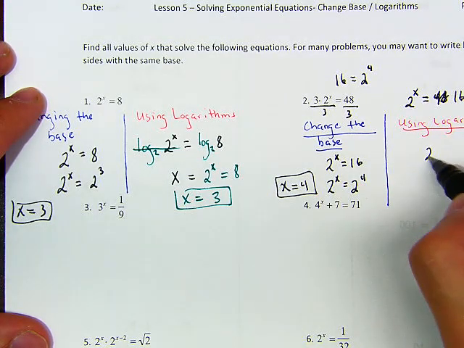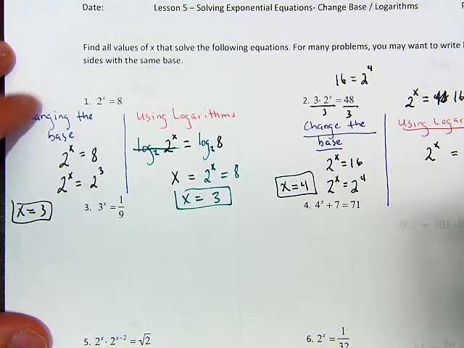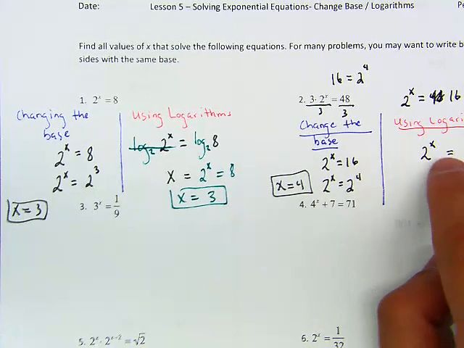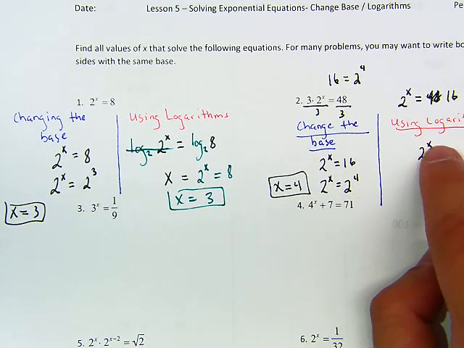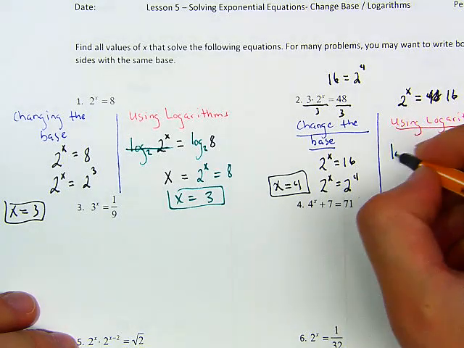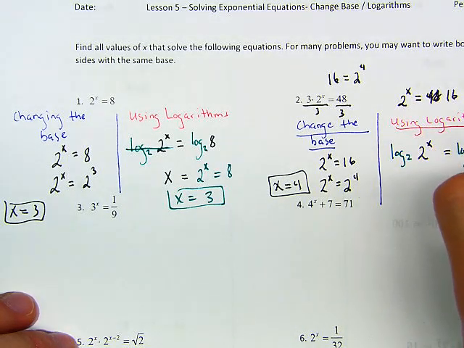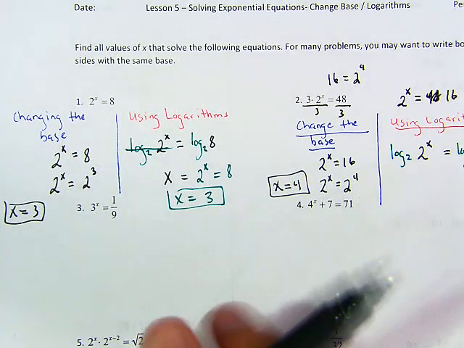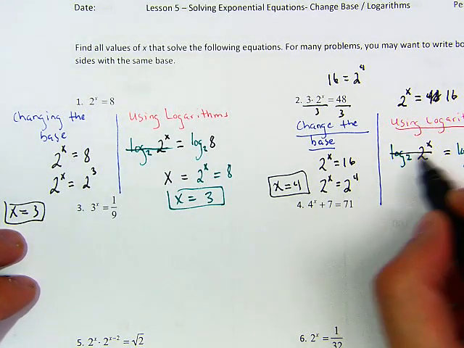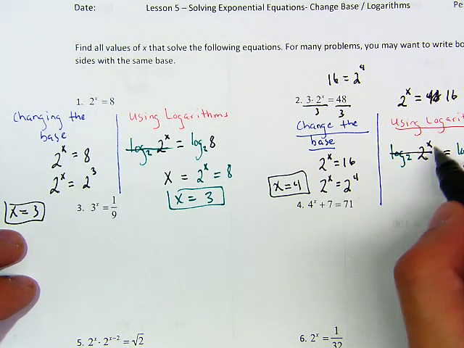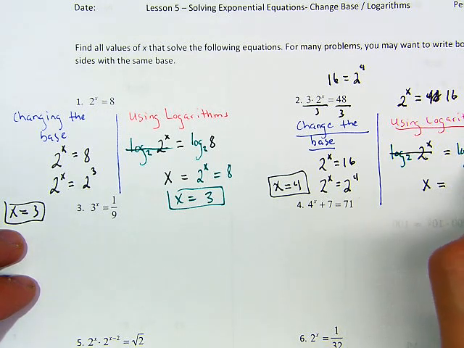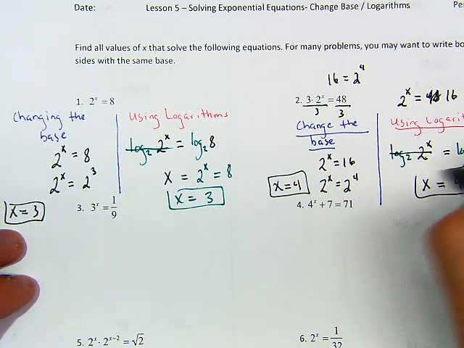What about this one? If I have 2 to the x is equal to 16, how can I get rid of this 2 so I just have the x? What you do is you log base 2 on each side. And now you see this cancels. If the bases are the same, then they cancel and you're just left with the x. So x is equal to 2 to what power is 16? How do you translate this? 2 to what power is 16? That's 4. So x is equal to 4, right?